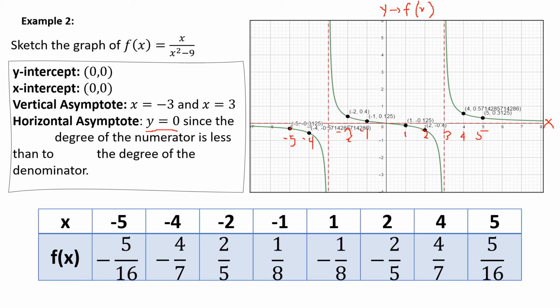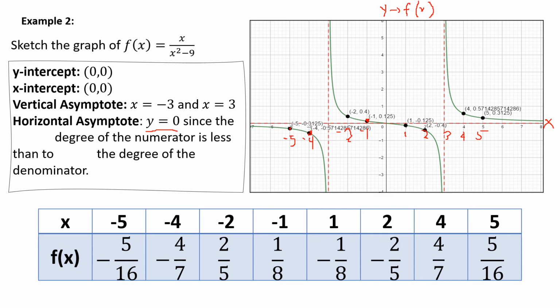Next is to plot -4. So at x = -4, on this side, our f of x is -4 over 7. -4 divided by 7 is -0.57. So that is part of the graph, and you estimate. Okay, next, if x is -1, that is part of the graph. Our f of x is 1/8. It does not go past 1; it is just at 1/8.